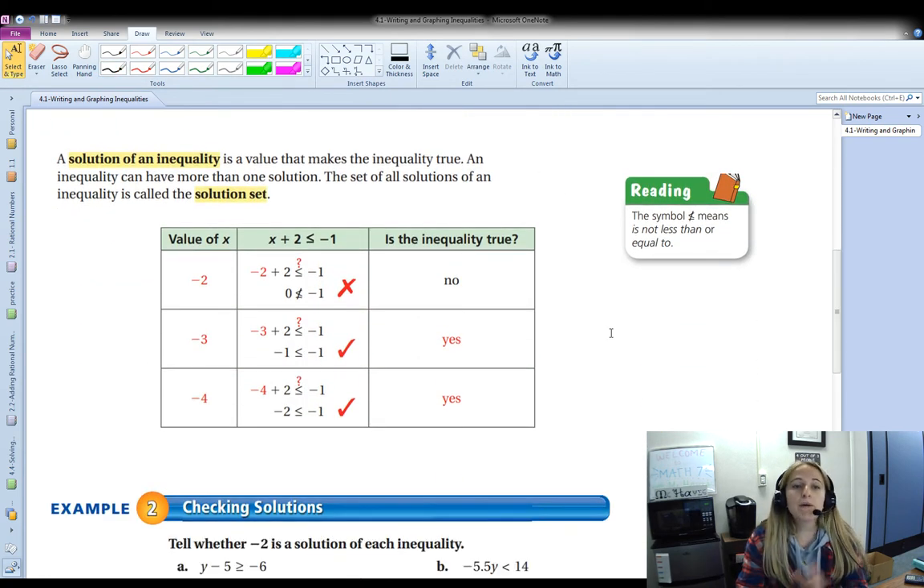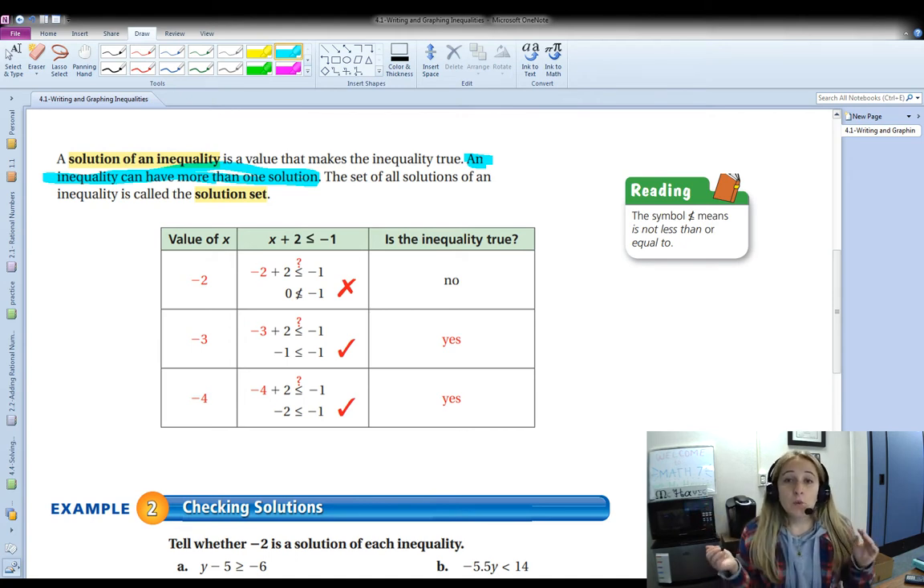Let's go down and talk about a solution of an inequality. So I would like you to write this down because this is kind of the first time we're talking about this. But a solution of an inequality is a value that makes the inequality true. An inequality can have more than one solution. Oh, did everybody hear that? I want you to highlight it. An inequality can have more than one solution. This is key, okay? So you remember in chapter 3 when we'd get x equals 3, okay? When we're dealing with inequalities, we're talking about a solution set, which means more than one number can be your solution, okay? It's a solution set.